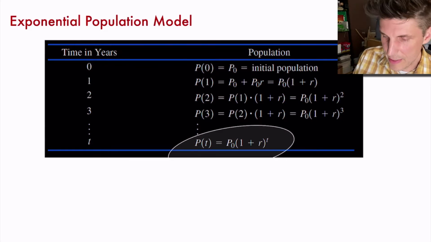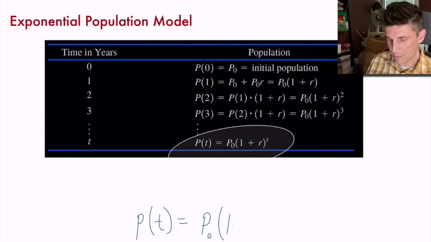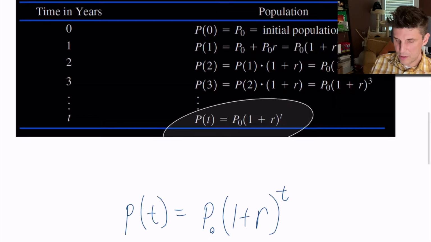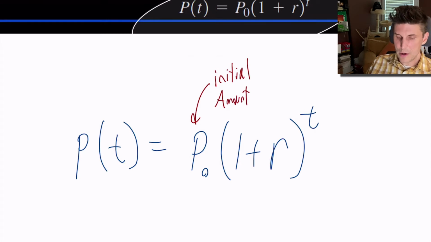So let's actually write that down more nicely. It's going to say population with respect to time equals initial population times 1 plus the rate, all to the t power. And it's worth noting that we can mark this up. So it's worth using this formula, that this is our initial amount. I say amount, in this case it's a population, it could be anything.